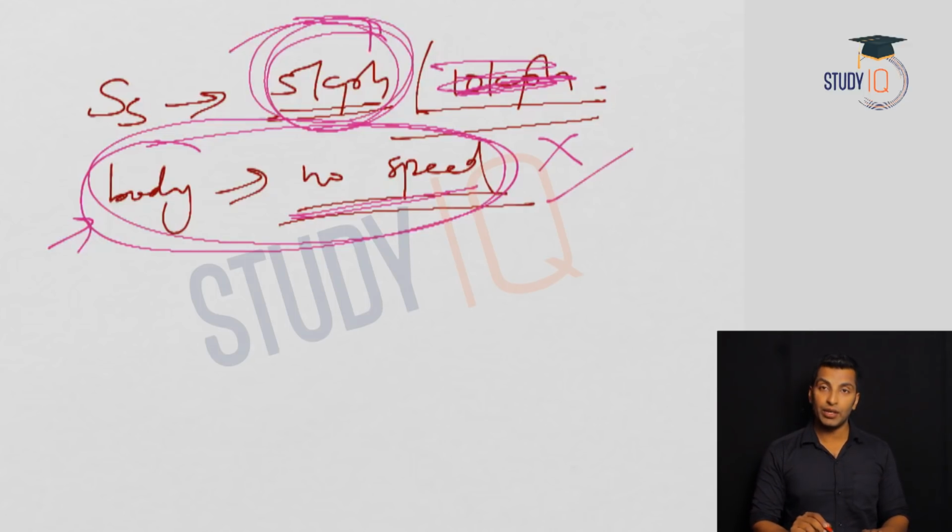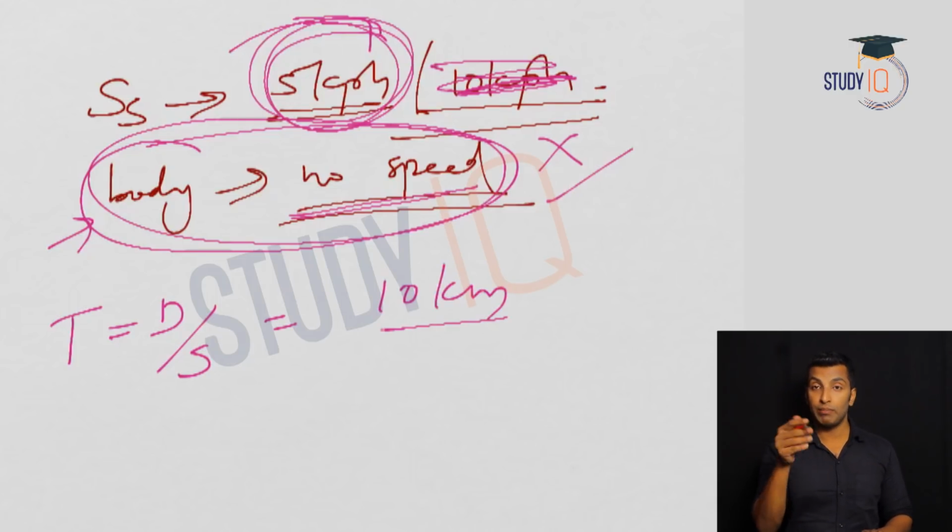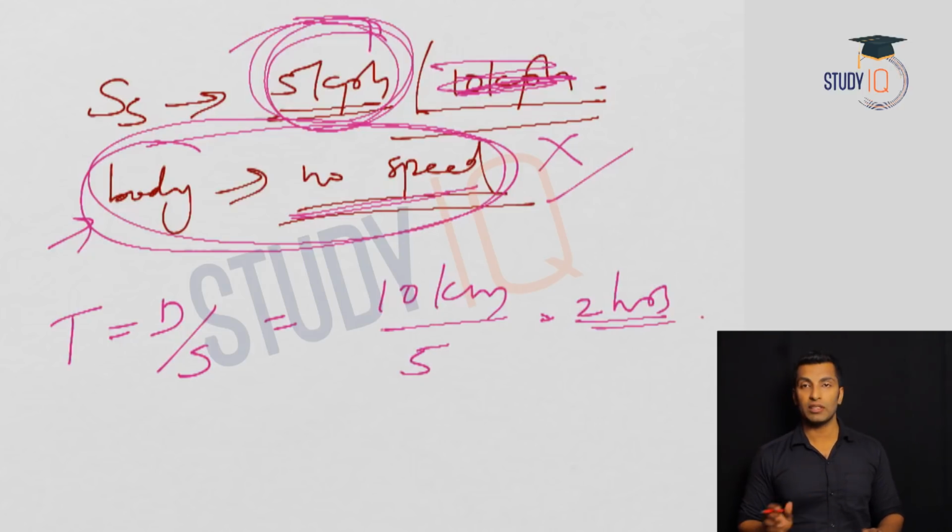So what is the distance you need to cover? I told you 10 kilometer away. So what will be the time taken? Time is distance by speed. So distance here is 10 kilometer. Speed here is speed of the stream, because the other object, the stationary body or the person, doesn't have any speed. So that is 5. So how much time it will take? 2 hours. I hope this is clear for you.